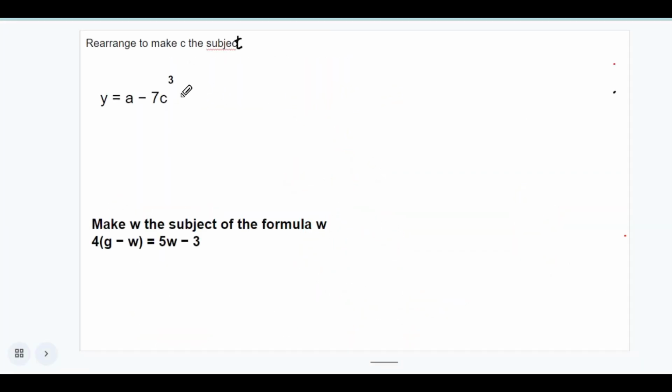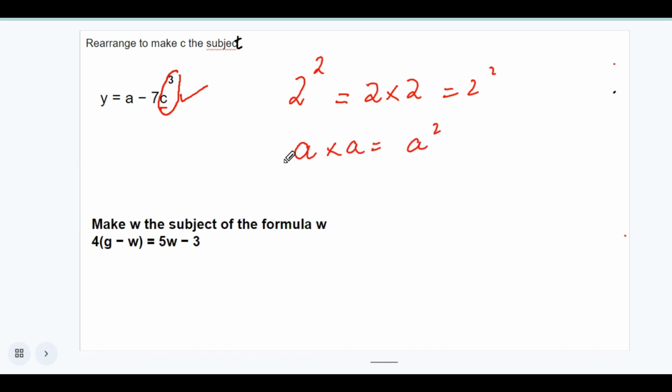Okay, so now we need to learn these types of questions, that is how you can make c your subject. You can see that c has a power of 3. So how can you remove the power? This is the point to learn in today's lesson. Okay, if I have 2 squared, what do we mean by that? 2 times 2 gives you 2 squared, right? And if I have a times a, it means a squared. When you are multiplying the same numbers or same letters, their powers get added, right? Their powers get added, meaning 1 plus 1 will give me 2.